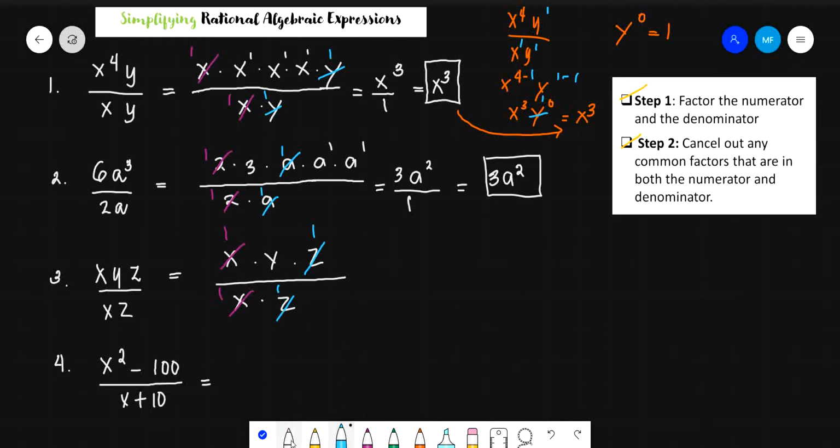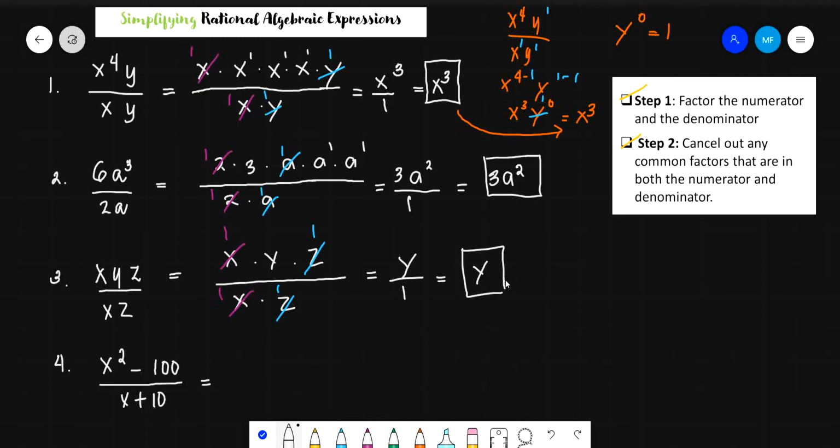Ngayon, ano na lang natira? So, yung natira, yun yung simplest form natin. So, y all over 1 yung denominator or simply y. So, y yung ating sagot for number 3. How about dito naman sa ating number 4?